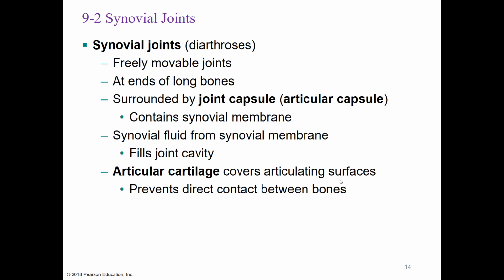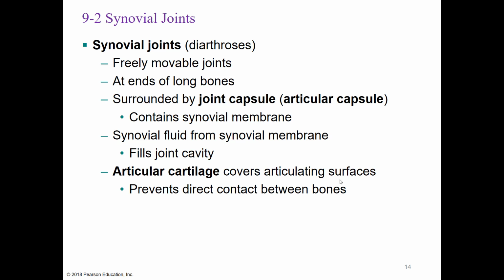They're found at the ends of long bones, and they are typically going to be surrounded by an articular or joint capsule, which I will show you in a picture coming up here in just a second. They have a synovial membrane that helps to produce fluid that will lubricate the joint space. A special cartilage called articular cartilage, which we also mentioned back in Chapter 6, will cover the surfaces of the bones so that the bones do not rub together within the joint.